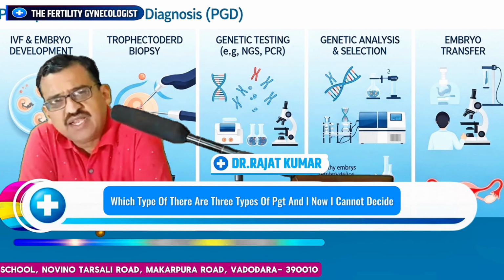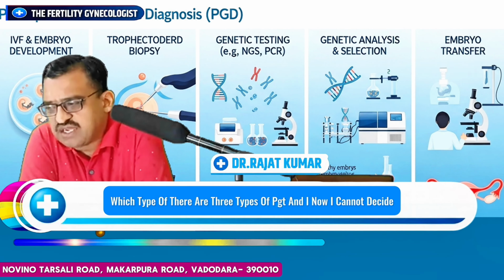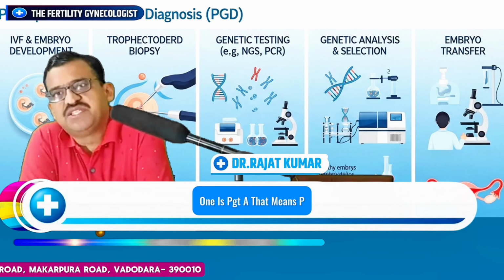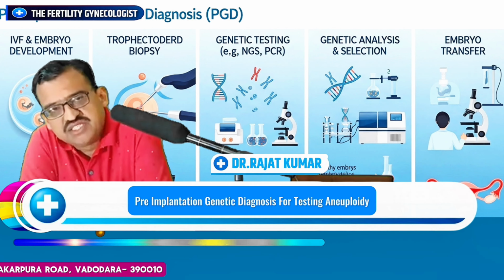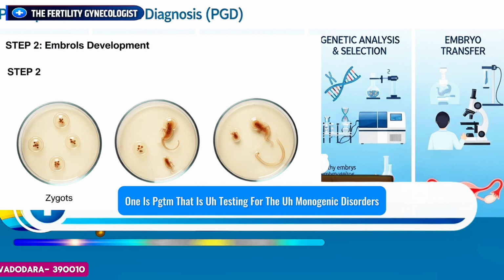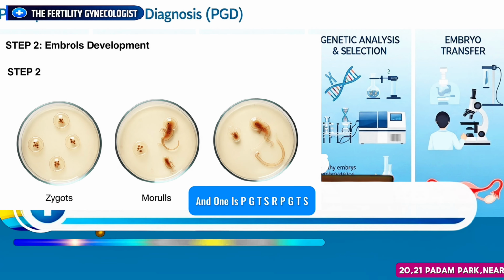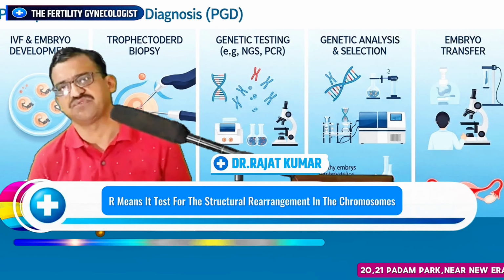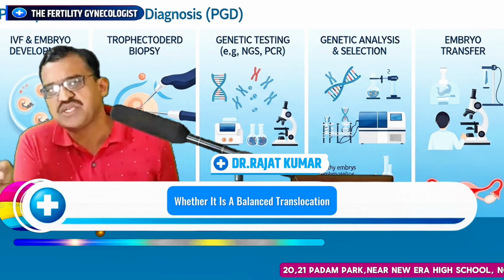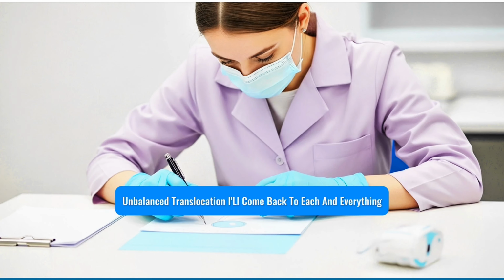There are three types of PGT, and the patient cannot decide which type is needed. One is PGT-A, which means Preimplantation Genetic testing for aneuploidy. One is PGT-M, which tests for monogenic disorders. And one is PGT-SR, which tests for structural rearrangements in the chromosomes, whether it is a balanced translocation, Robertsonian translocation, or unbalanced translocation. I'll come back to each of them.